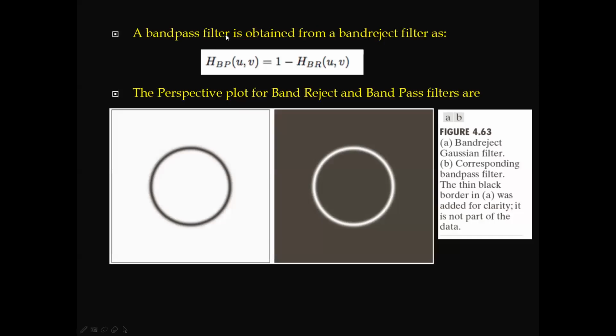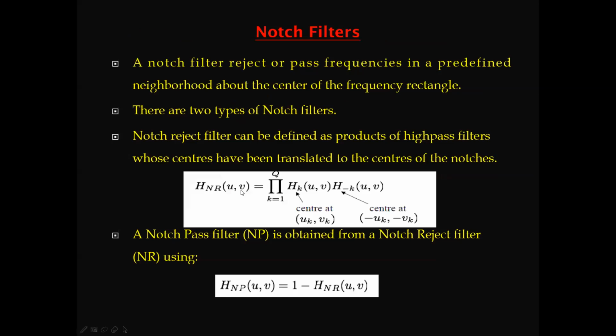Next, coming to the band pass filter. Once you know the band reject filter, 1 minus the band reject filter will give you the band pass filter. So this is the first band pass filter shown as an image. The first one is a band reject filter, a Gaussian filter, and the second one is the band pass filter.